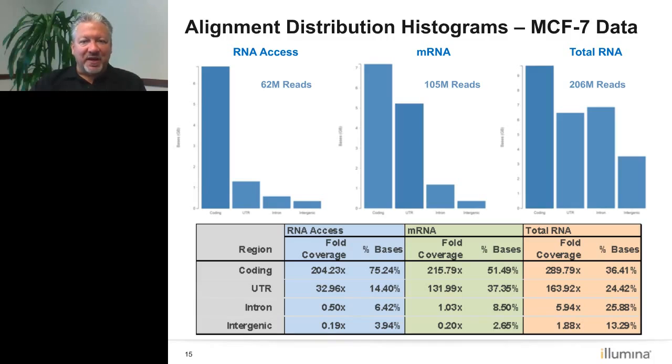So with the total RNA, you get a lot more intronic and non-coding RNAs showing up, intergenic in this pile, whereas with RNA access, we get almost exclusively, close to 80% of the reads actually are hitting coding regions, which is where we put most of our probes.